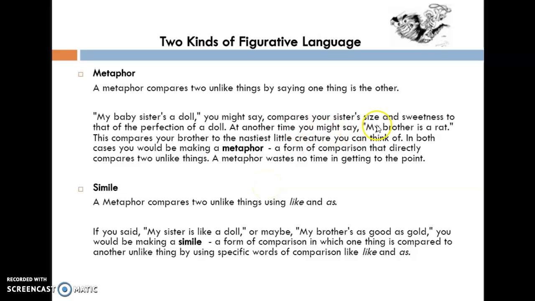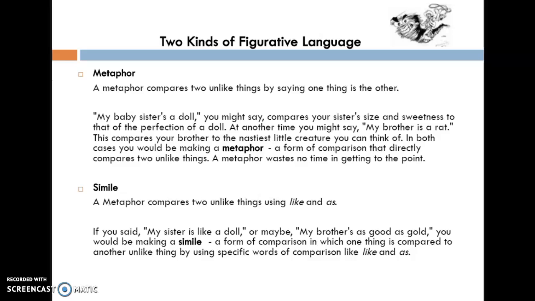Another time you might say, my brother is a rat. This compares your brother to the nastiest little creature you can think of. In both cases, you will be making a metaphor. And then we have a simile, where we're comparing two unlike things by using like or as. If you say, my sister is like a doll, or maybe my brother's as good as gold, you will be making a simile.